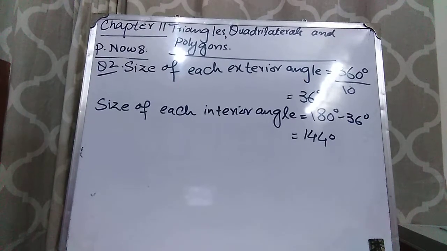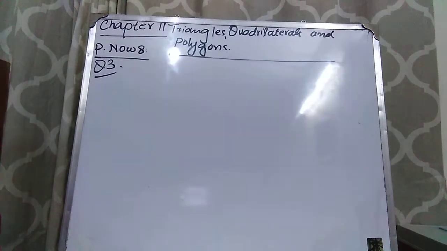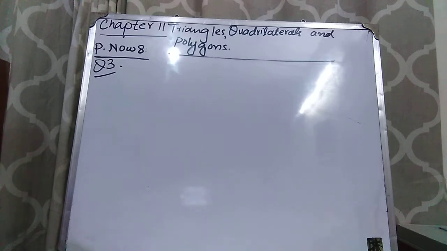Now let's come to question number 3. Okay students, here it is given that two of the exterior angles of an n-sided polygon are 25 degree and 26 degree. Three of its interior angles are 161 degree each, and the remaining interior angles are 159 degree each. Find the value of n.